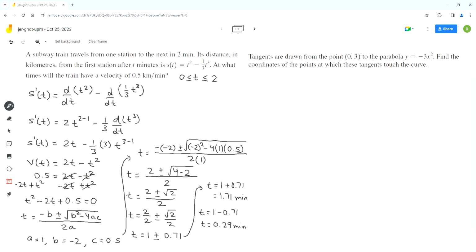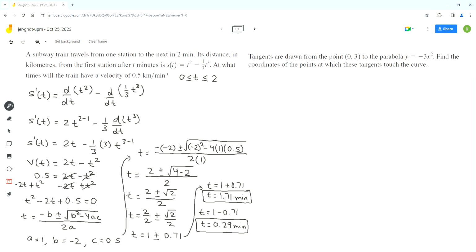So these are the two times at which the velocity of the train is 0.5 kilometers per minute. So these are the steps you have to keep in mind to solve this problem. Now we can analyze the second problem.